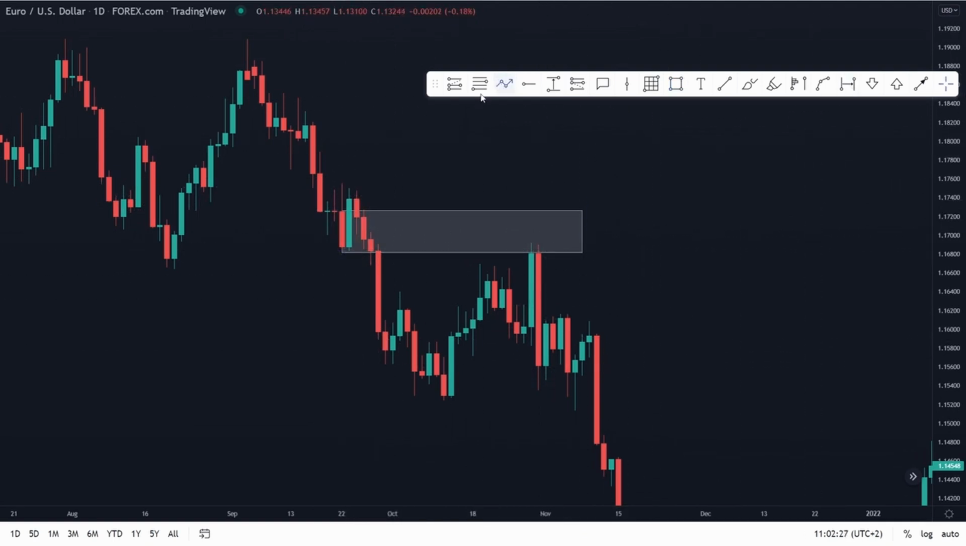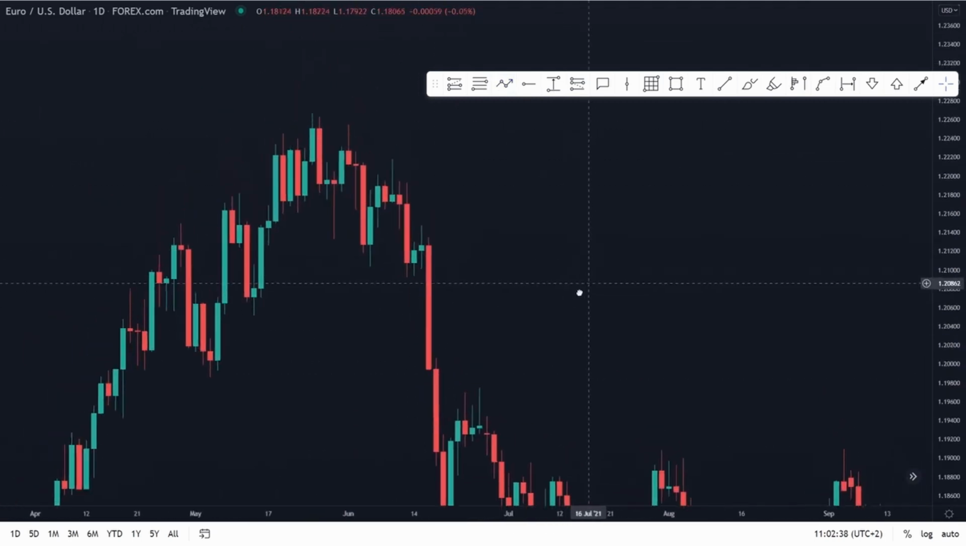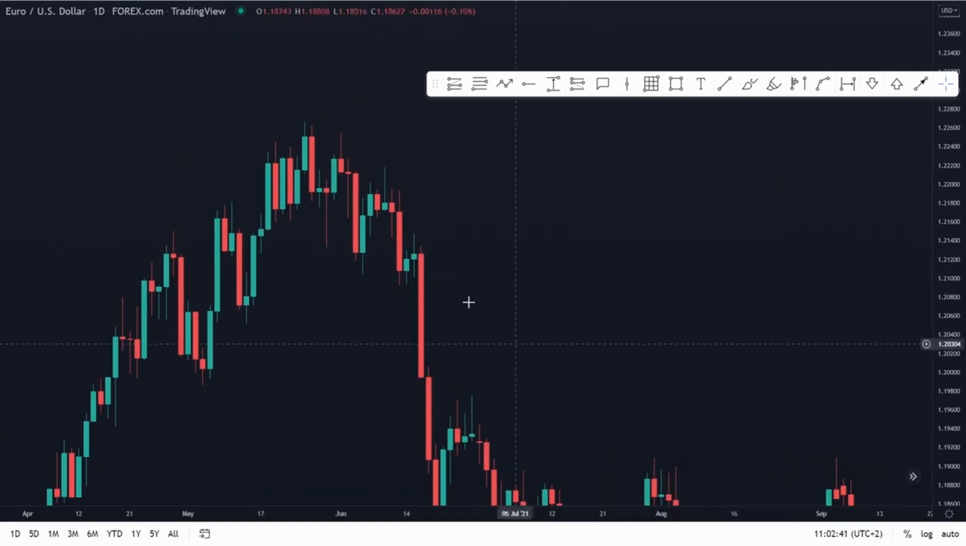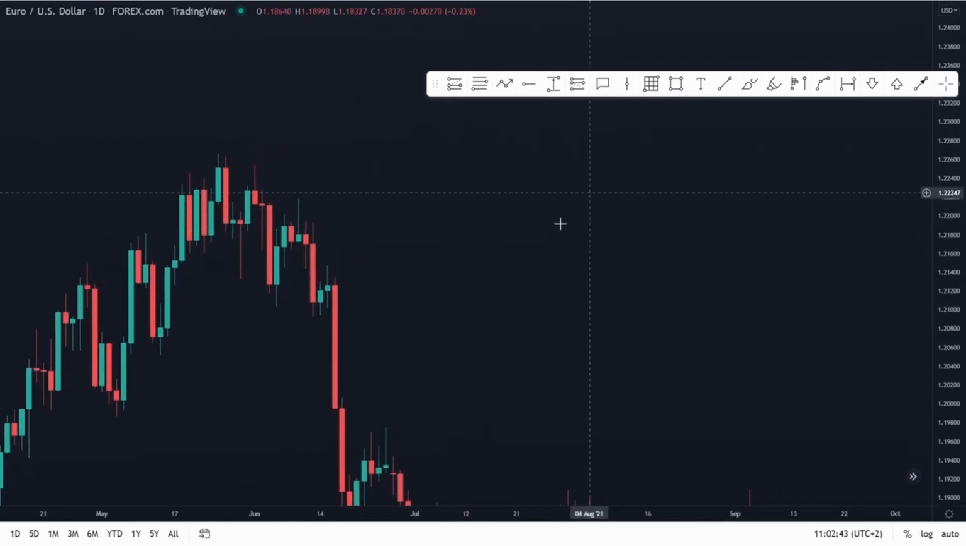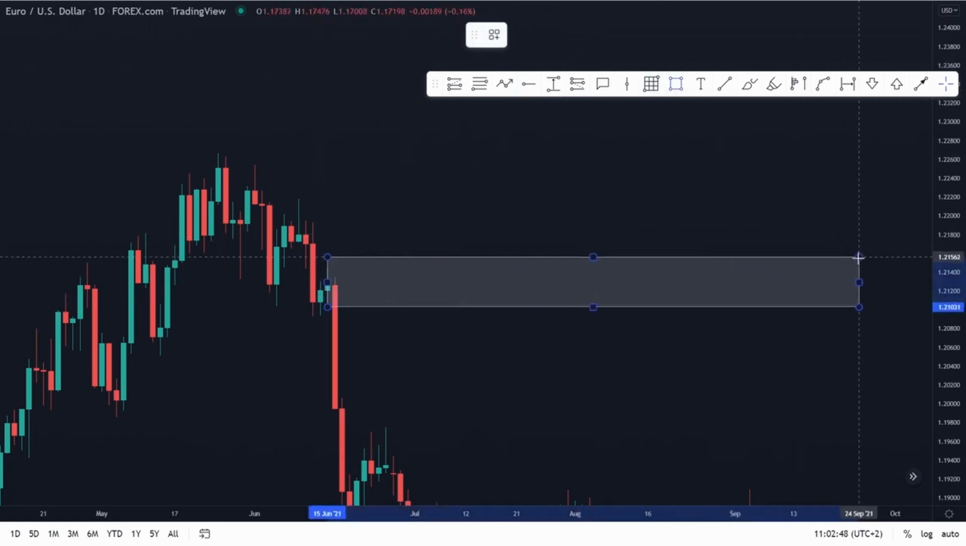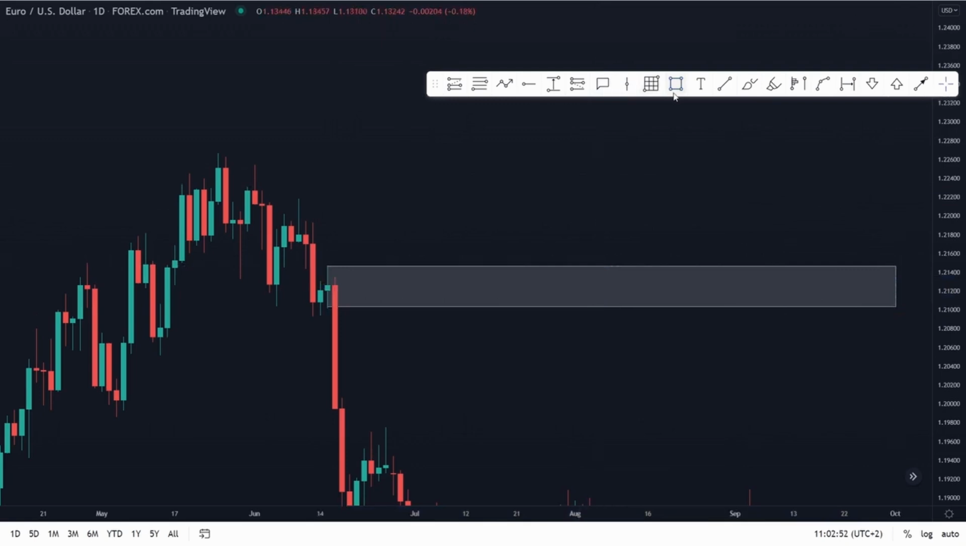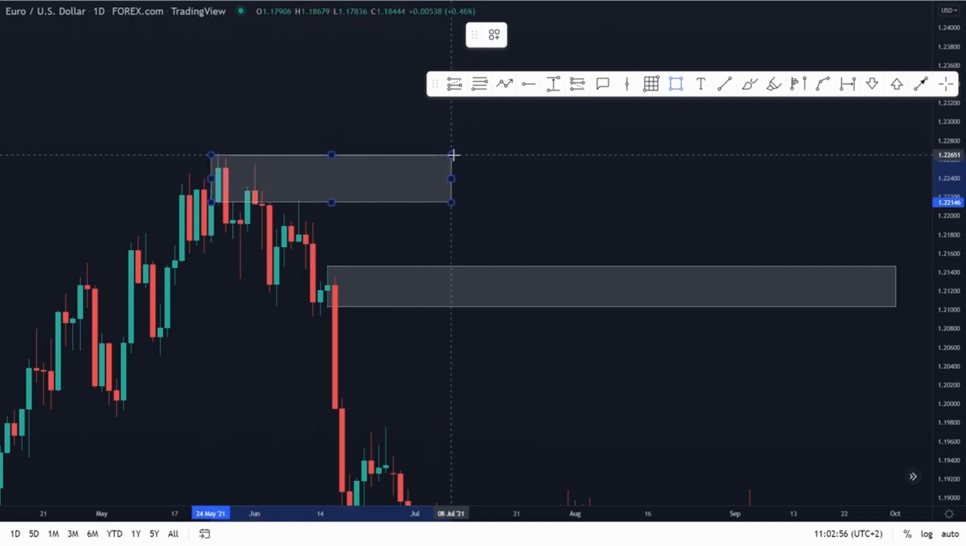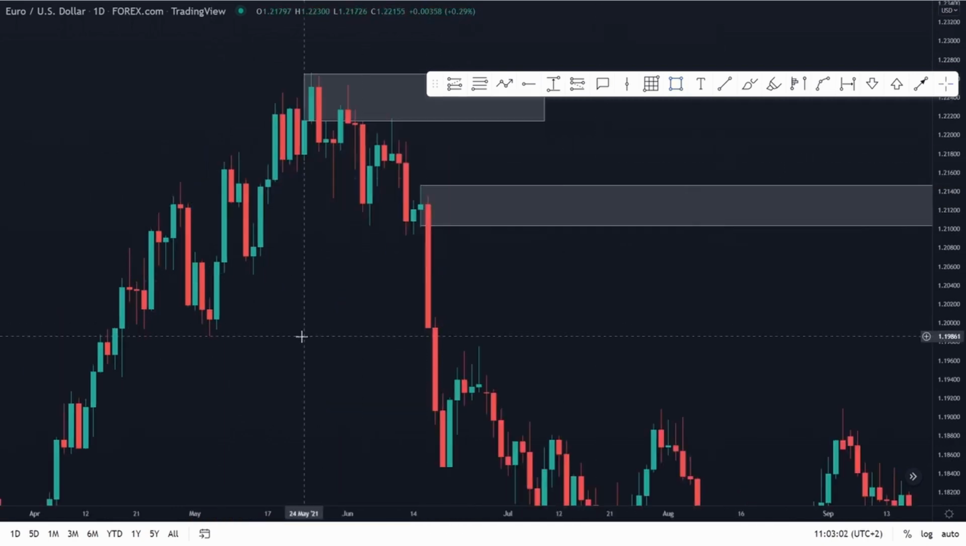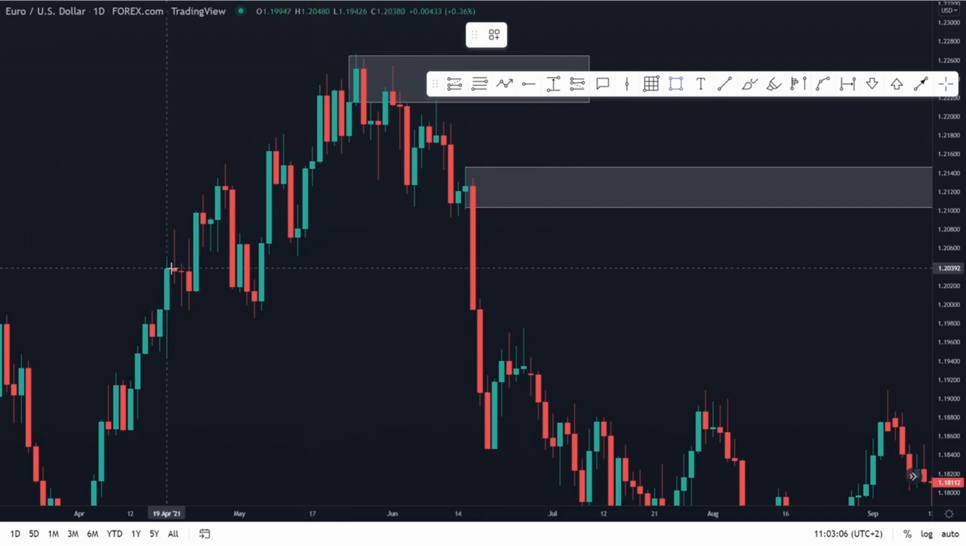This one is just a failed zone that was never used. So you just have to understand how to draw your supply and demand zone. Here is our zone again. This is your zone. Another zone here. You can see there's a lot of them. Another one here, which was invalidated, and another one here.